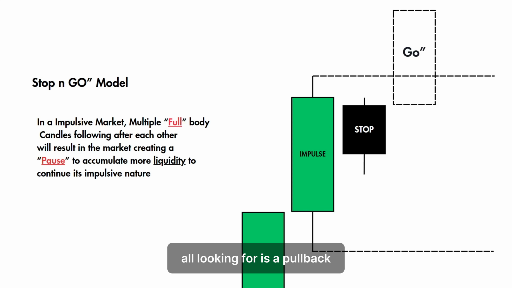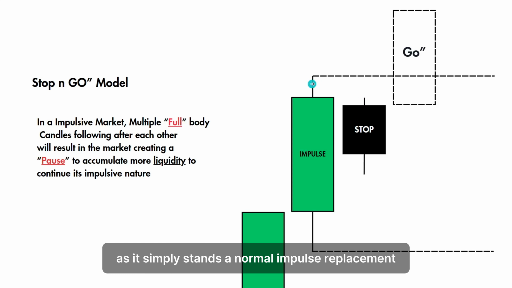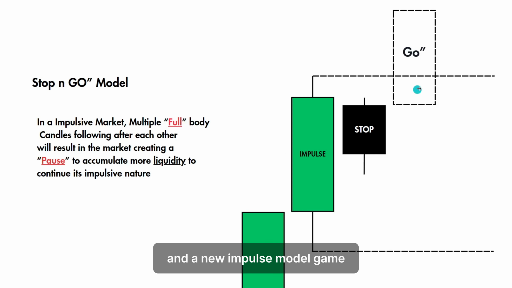All we're looking for is a pullback. The most probable candle being printed would then end up being a bullish candle to follow this previous trend. As it simply stands, a normal impulse, retracement, and a new impulse model, okay?